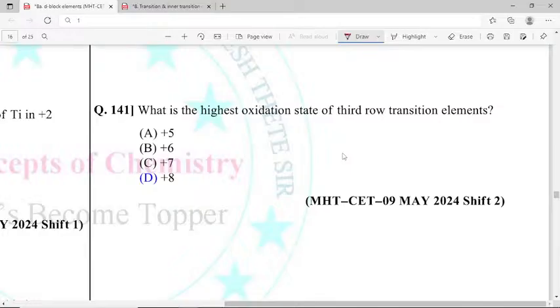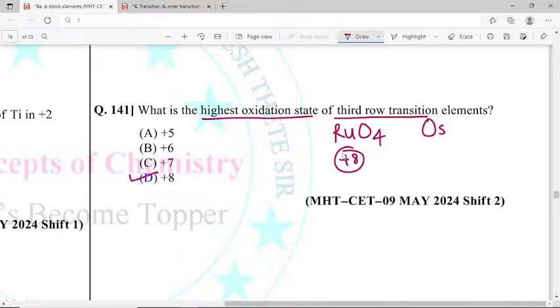What is the highest oxidation state of a third row transition element? Ruthenium in RuO4 is plus 8, or osmium in OsO4 is plus 8. Ruthenium and osmium. This is a very important question.